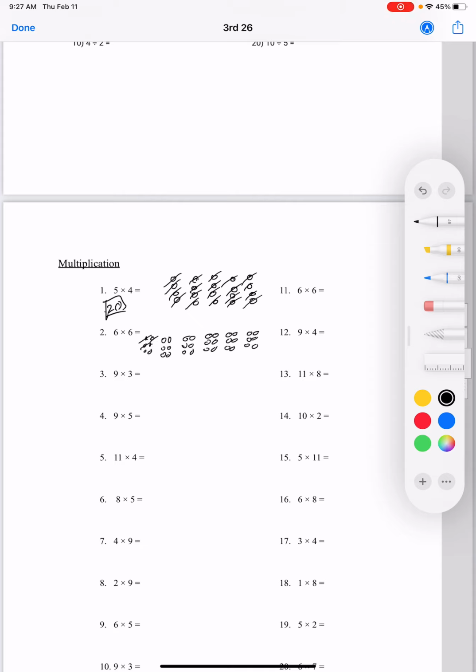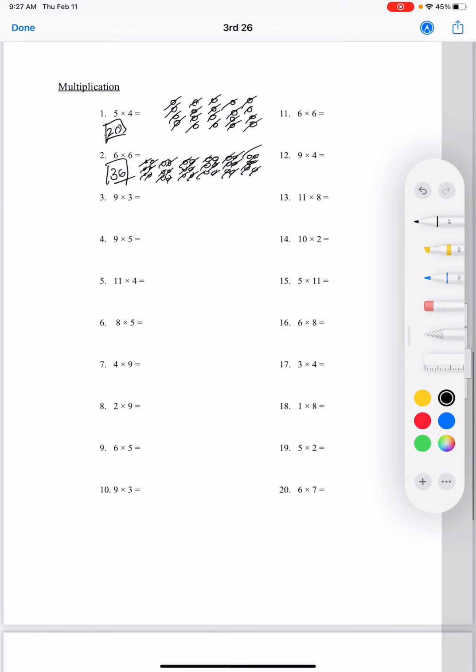So 1, 2, 3, 4, 5, 6, 7, 8, 9, 10, 11, 12, 13, 14, 15, 16, 17, 18, 19, 20, 21, 22, 23, 24, 25, 26, 27, 28, 29, 30, 31, 32, 33, 34, 35, 36. There are a total of 36 circles, which means the answer would be 36.